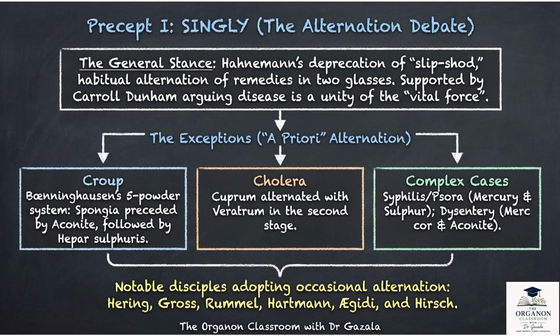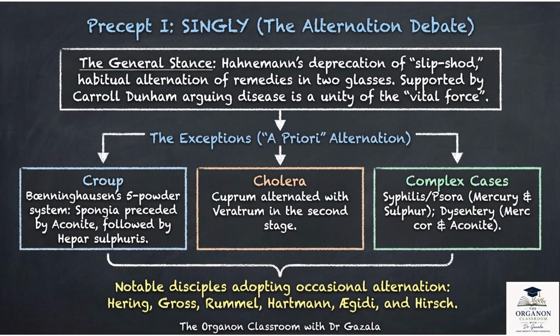However, Hughes also acknowledges over here that there have been exceptions to this general rule. Okay. And what are those exceptions? For example, we see Bonninghausen's five powder system where remedies were used in sequence. In certain cases of cholera, cuprum and veratrum were alternated at different stages, and in some complex cases, such as combinations involving syphilis and psora, different remedies were considered according to the changing clinical picture. Interestingly, several notable disciples also adopted occasional alternation in practice.